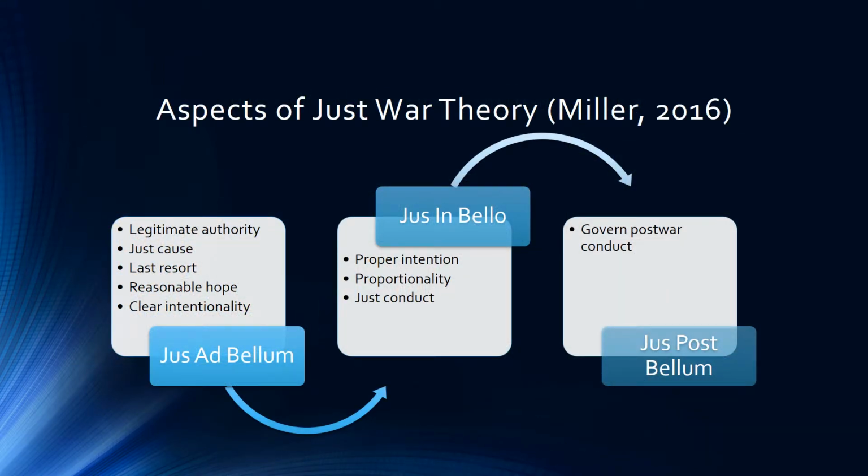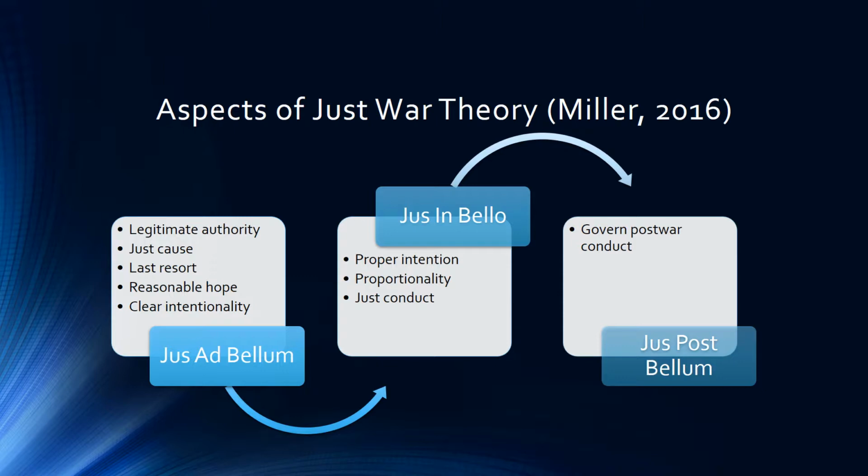You can see here three aspects of just war theory that I want to touch on. Now, the first is jus ad bellum, which is Latin, and it basically means the right to go to war. Okay, which according to the theory, war must be declared by a legitimate governing authority having a just cause to go to war, basically self-defense, with a reasonable hope for success and clear intentionality in terms of what the nation declaring war expects to accomplish.